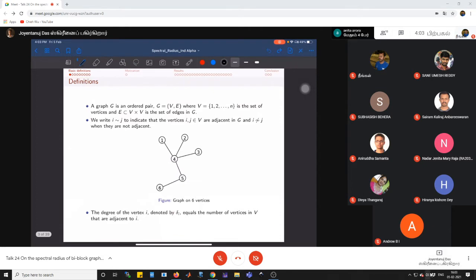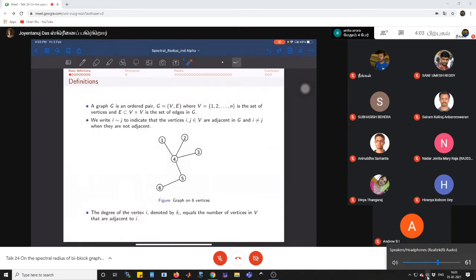So a graph G is the ordered pair (V, E), where V is the vertex set {1 to n}. We say two vertices are adjacent in G if they are joined by an edge, otherwise they are not adjacent. For example, this is a graph on 6 vertices.